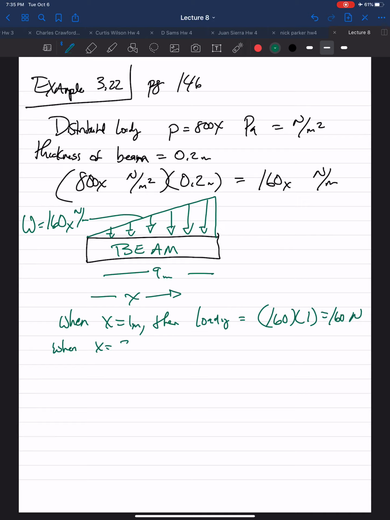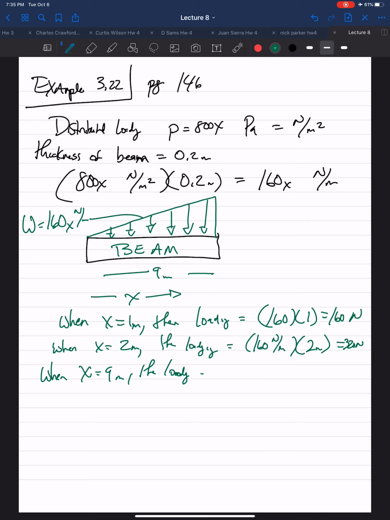When x equals 2 meters, the loading equals 160 newtons per meter times 2 meters, which gives you 320 newtons, and so on and so forth. So the length of the beam is 9 meters. When x equals 9 meters, the loading equals 160 newtons per meter times 9 meters, which gives you 1440 newtons.